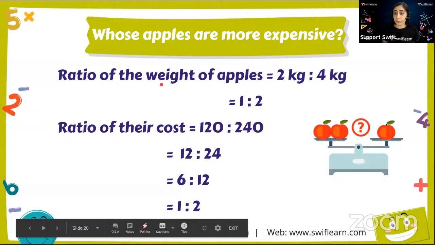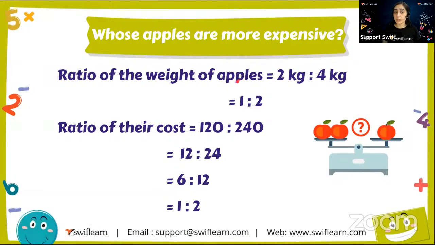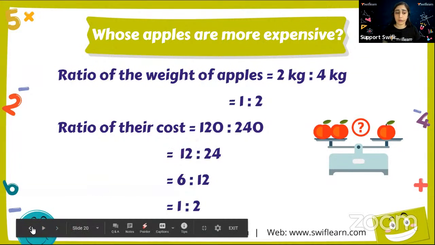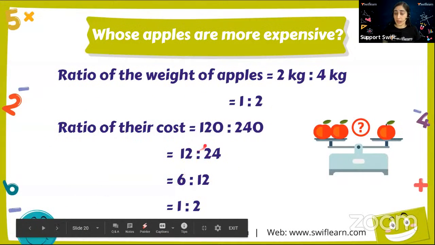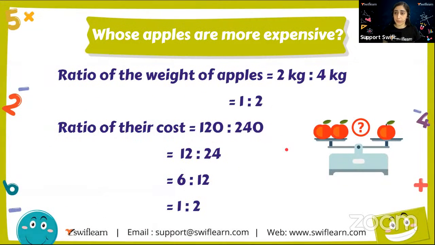So the ratio of weights of apples is, what is it? The first one was for 2 kg and the next boy, Roshan, had 4 kgs. So 2:4, that comes out to be half, right? Okay. Now the ratio of their cost. What was the first cost? See, Rajesh sold it for 120, whereas Roshan sold it for 240. So it's 120 is to 240, right?